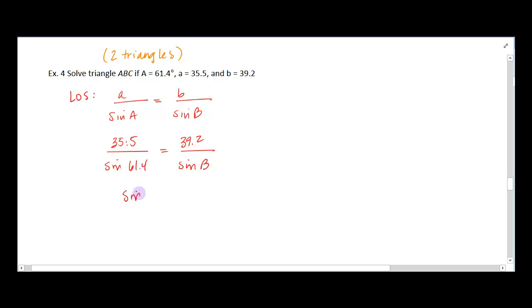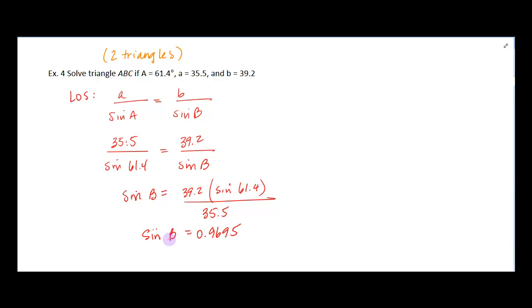So sine B is equal to 39.2 times the sine of 61.4 divided by 35.5. When you simplify this, we end up with the sine of B equal to 0.9695. But again, we have two possible angles or outcomes when I take the inverse sine, because sine is positive in both first and second quadrants, so I have two possible angle measurements that could work here.